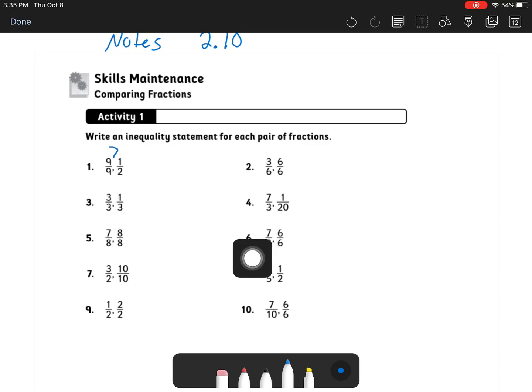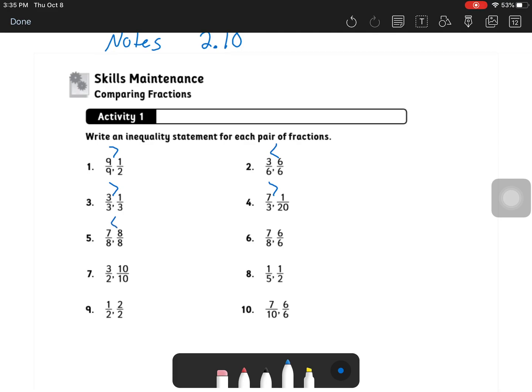On a lot of these, what you're looking for is one is sometimes improper and one is proper. So 3/6 is less than 6/6 for sure, so we'd put a less than sign there. 3/3 is an improper fraction. That's greater than 1/3. Number 4, 7/3, again, much greater than 1/20. 7/8, that's going to be less than 8/8, obviously.